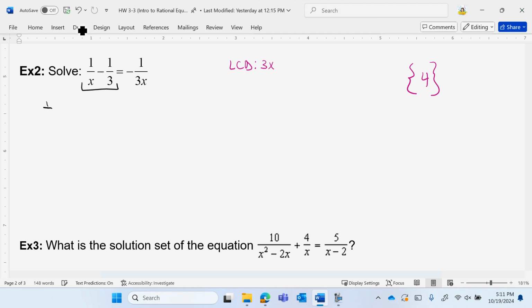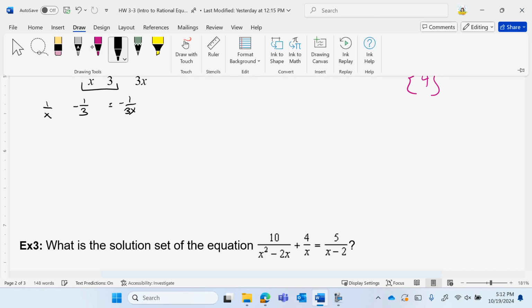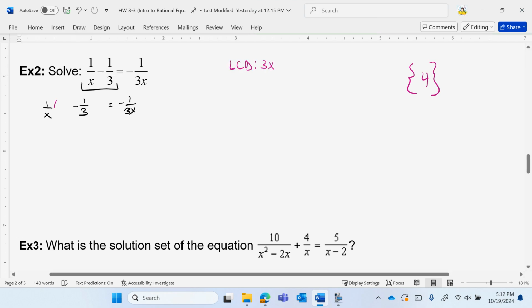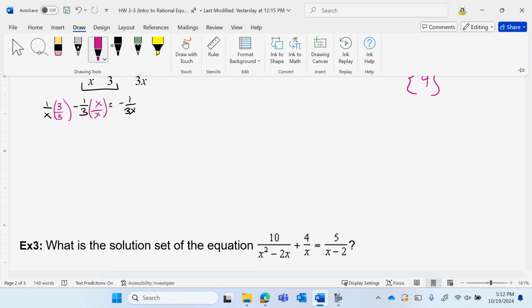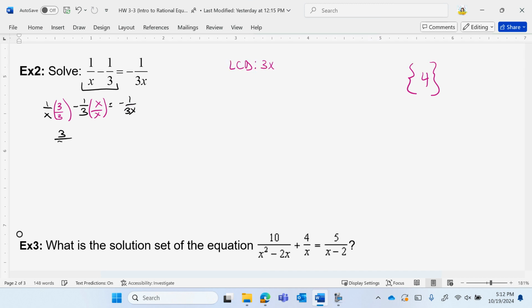So I'm going to write it as 1 over x minus 1/3 equals negative 1 over 3x. And we're going to multiply by what's missing. The first denominator has an x, it's missing the 3. The second denominator has a 3, it's missing the x. The last denominator has a 3, has the x, leave it alone. We're going to rewrite this as 3 over 3x minus x over 3x equals negative 1 over 3x.